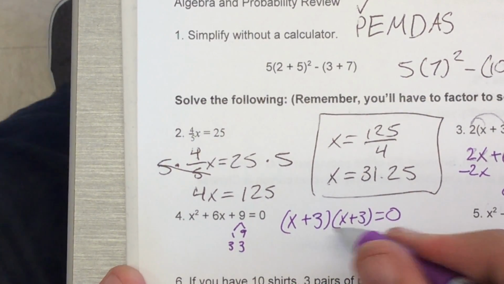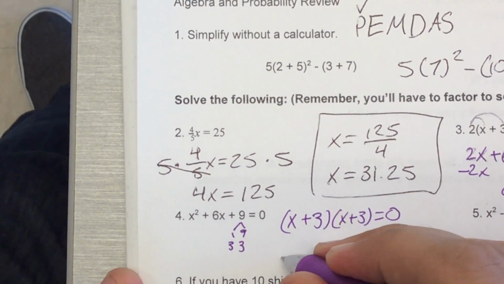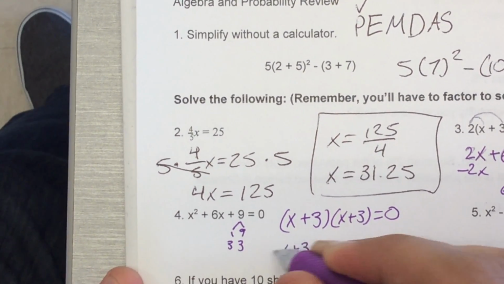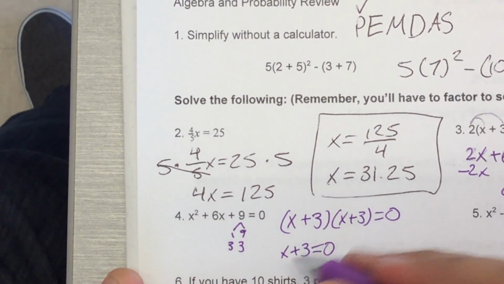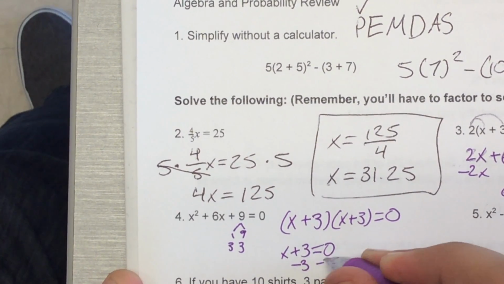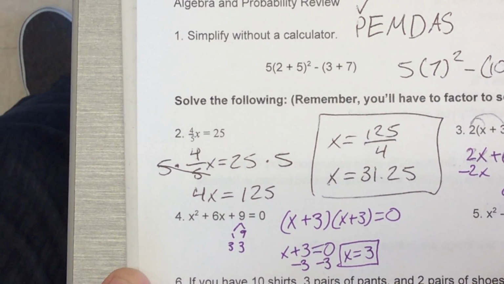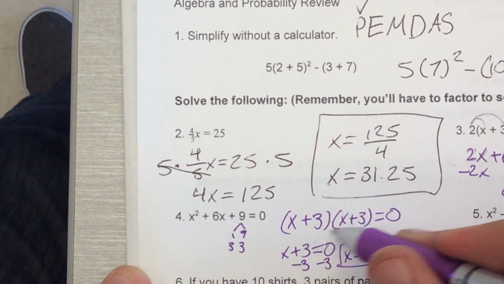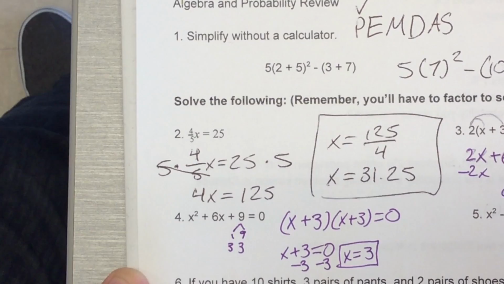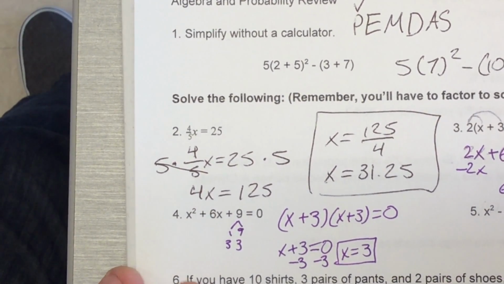Now all we need is for these guys to equal 0. If one of those equals 0, then the product will equal 0. So set it equal to 0, subtract 3, x equals -3. Normally we'll get two different answers here, but since they're the same, we really only have to do it once here, and we'll only get one answer.